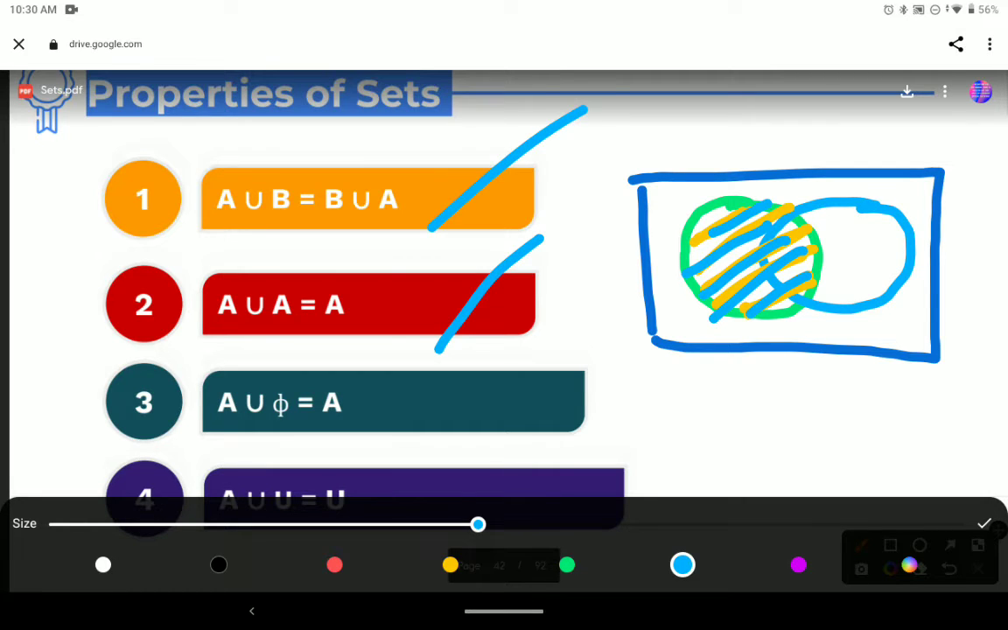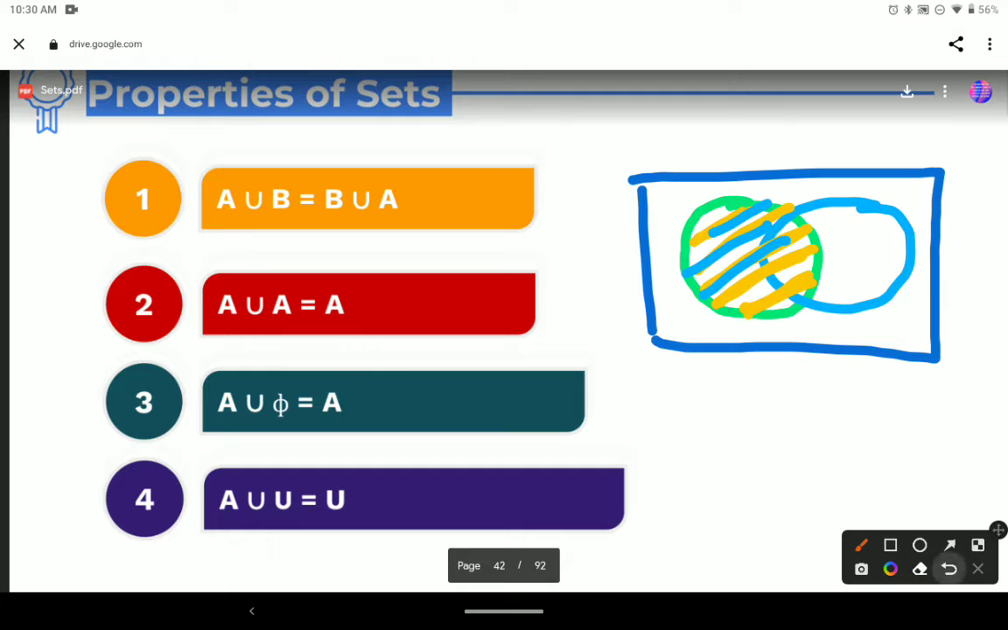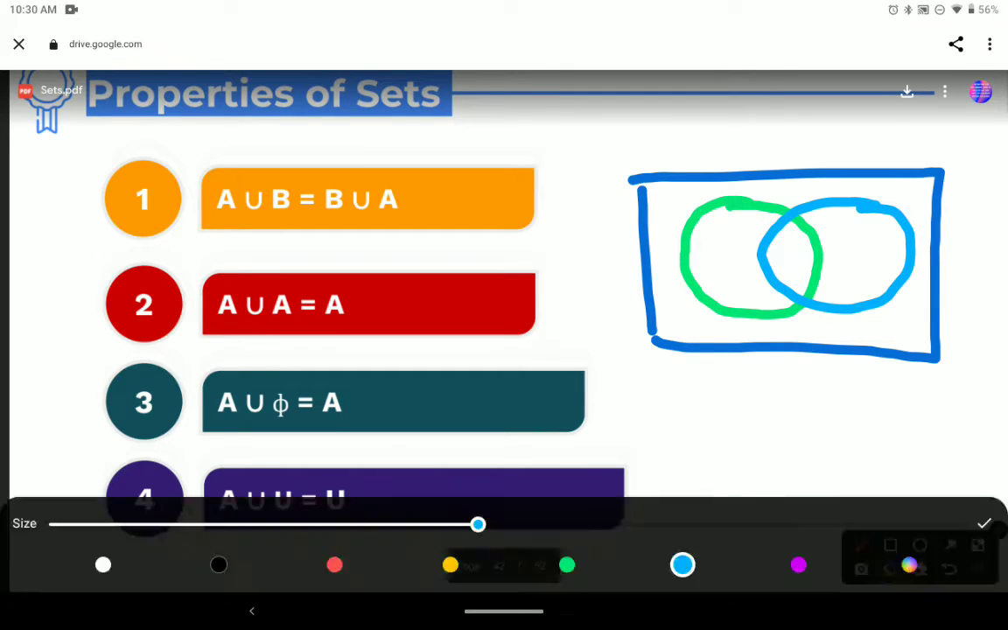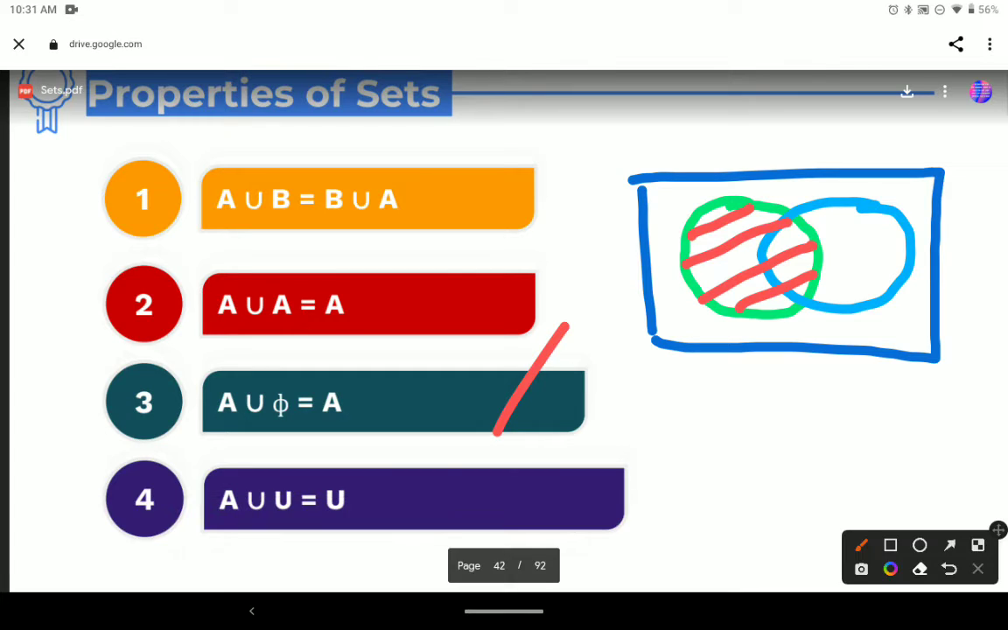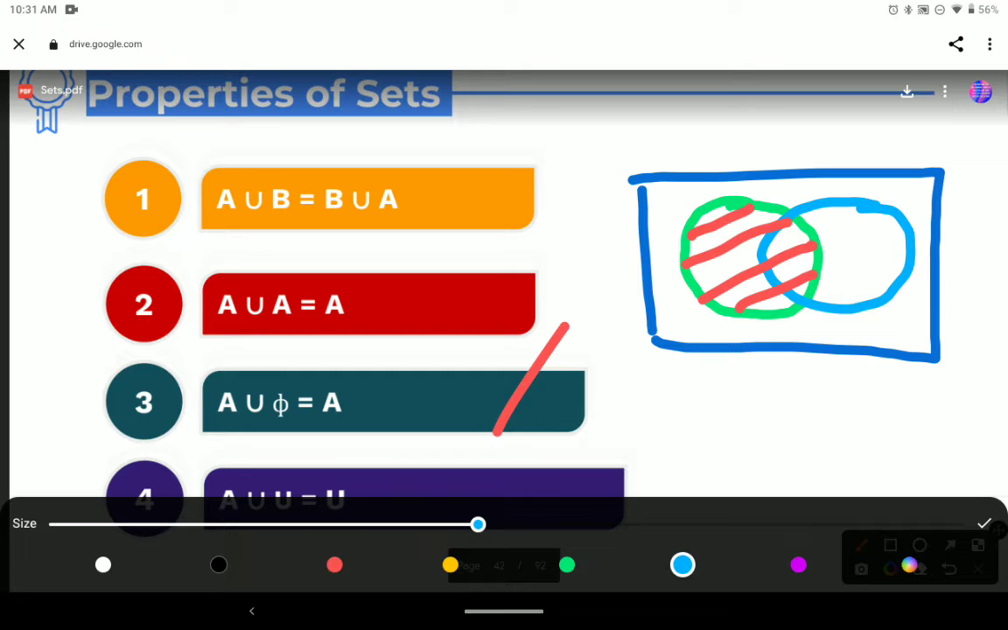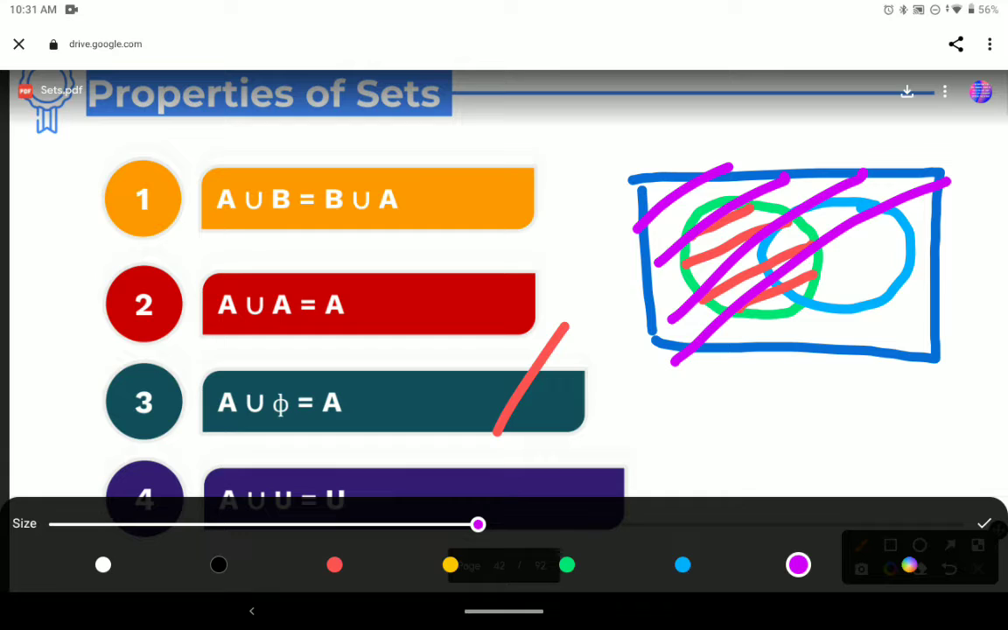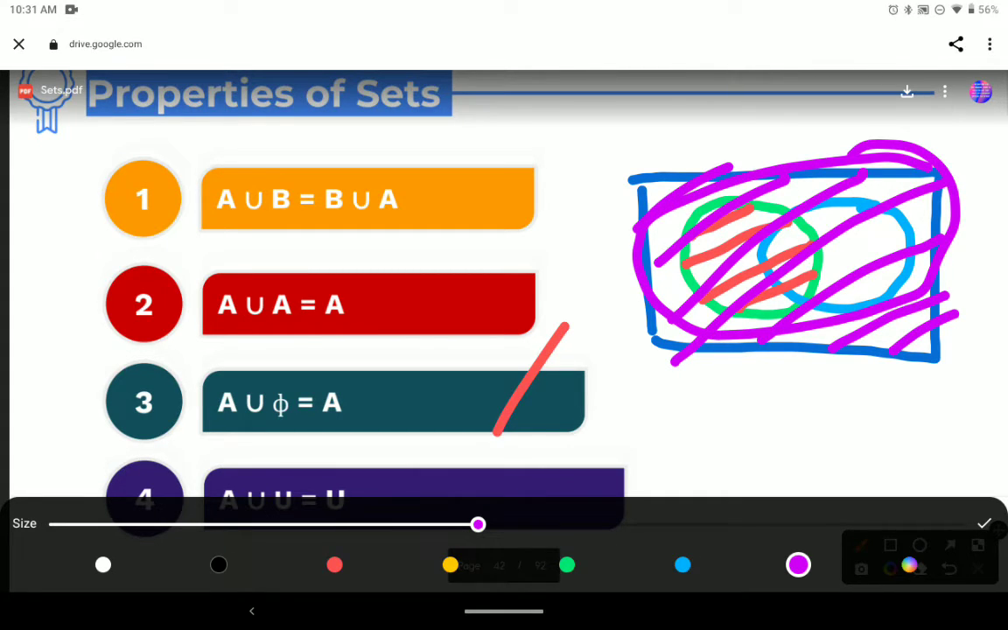And the third one is what? A union null set. A union null set means nothing added. It is also A. And A union U is equal to U. This is A, and U means this one, which results in U only. So these are the four properties.